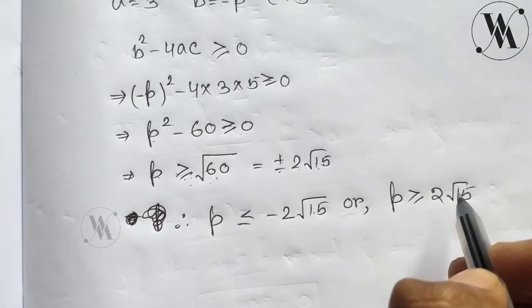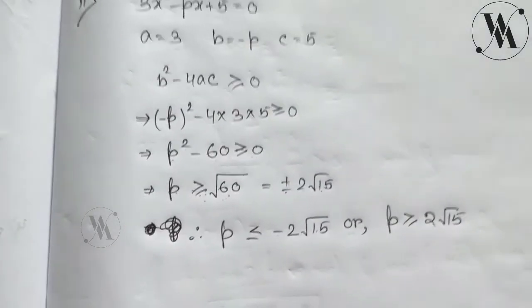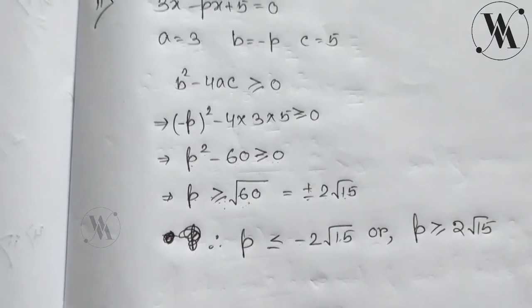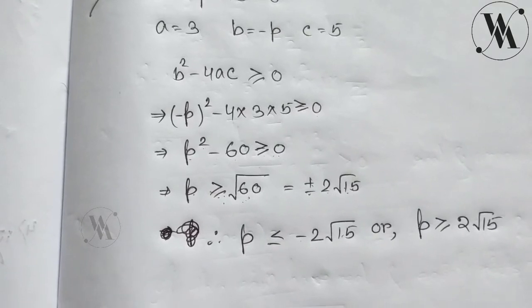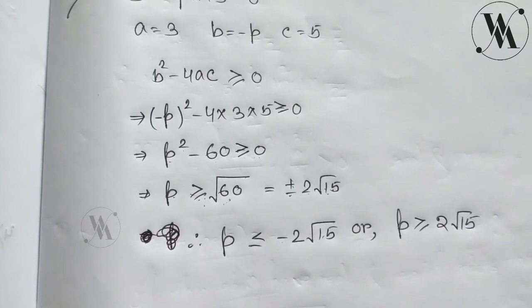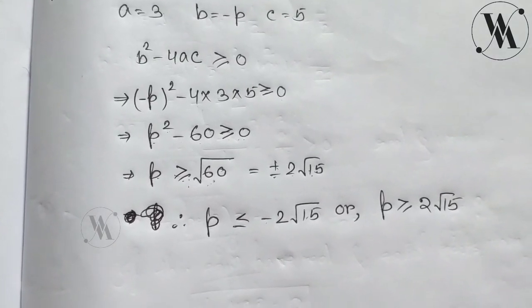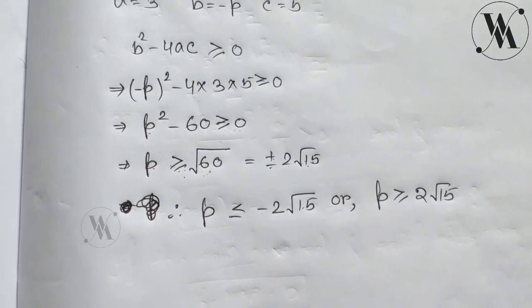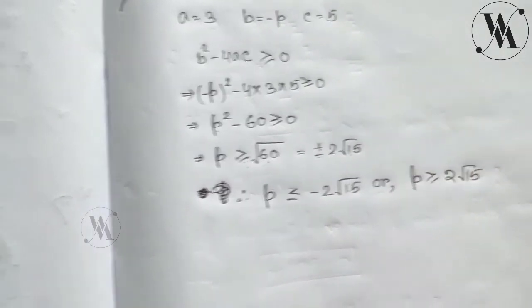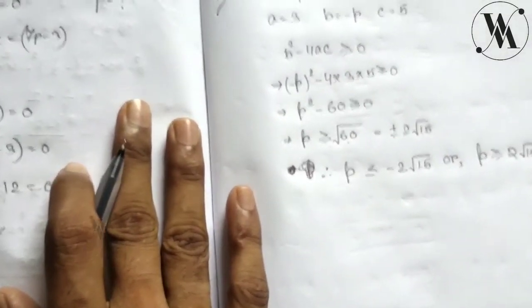So from that we write that p is less than or equal to minus 2 root 15, or p is greater than or equal to 2 root 15. Okay, so I hope all of you understand this exercise 5.4, and if there is any kind of problem, please contact us by commenting on this video. And in the next video we are going to solve exercise 5.3, which is the last exercise in the quadratic equation chapter.